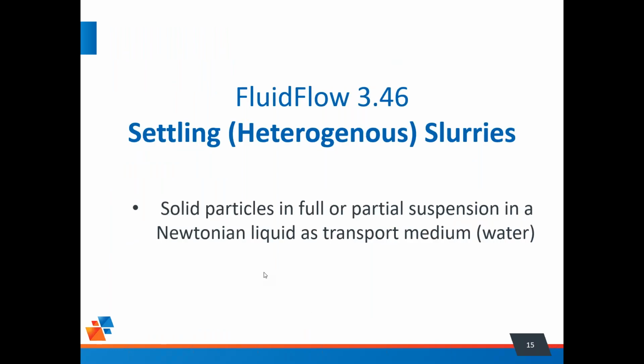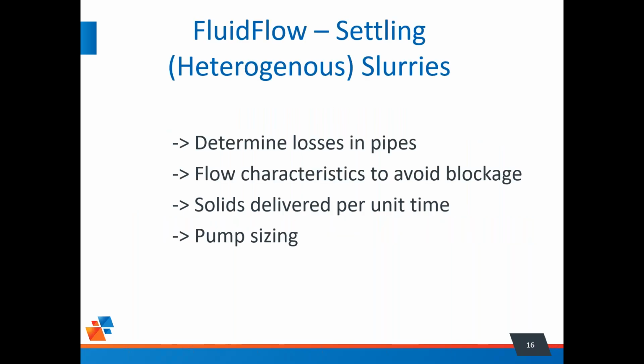Now let's take a look at the two main chapters here: the settling slurries, or heterogeneous slurries, and later on the non-settling ones. When we talk about settling slurries, we basically talk about solid particles in either a full or a partial suspension in a Newtonian liquid as a carrier, as a transport medium, and that Newtonian liquid is usually water. It doesn't have to be water, but that's the typical carrier we deal with here in these two industries.